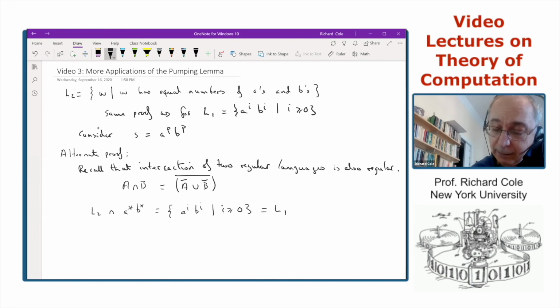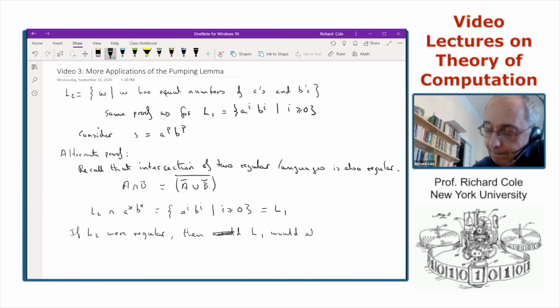Then if L2 were regular, then L1 would also be regular. But we know L1 is not regular, we just proved that. And so L2 cannot be regular either. And in fact, you should see that this is a proof by contradiction.